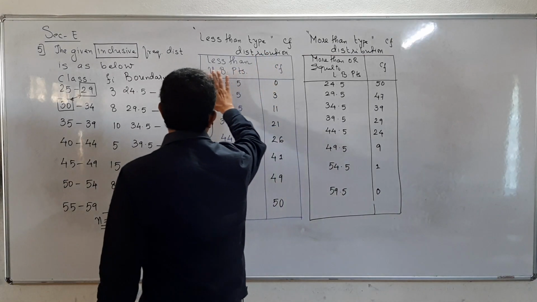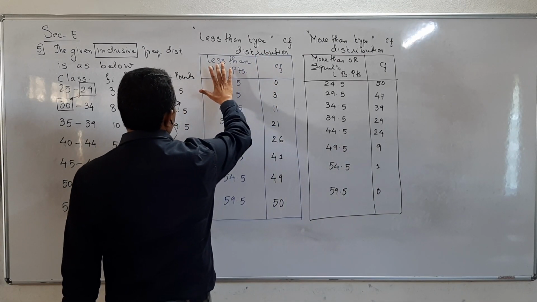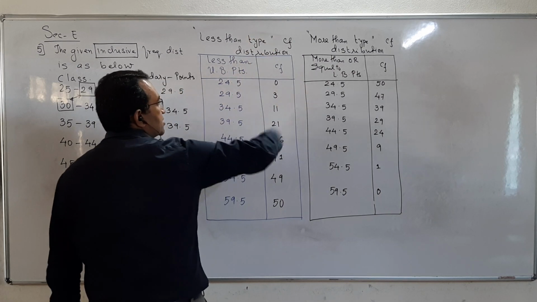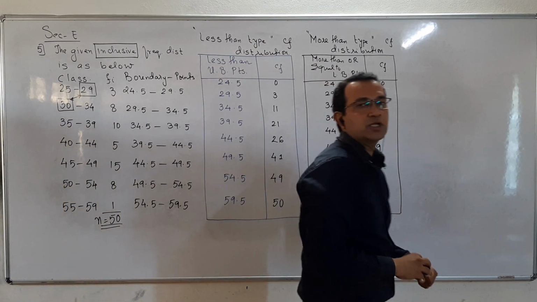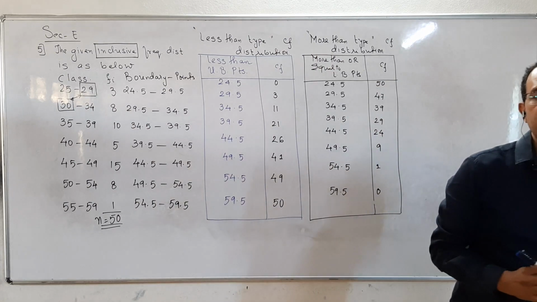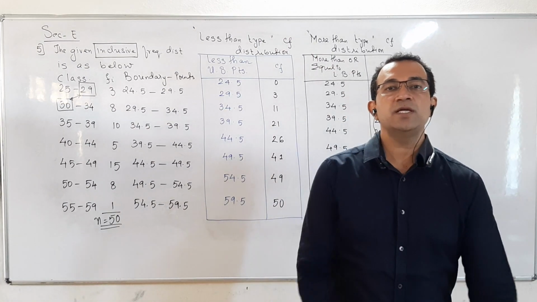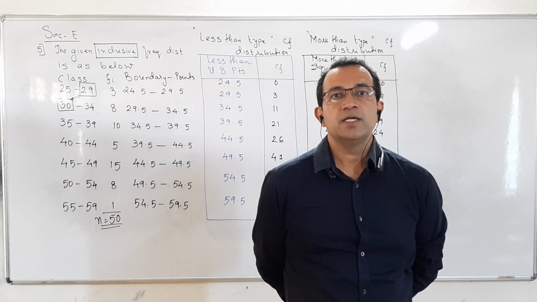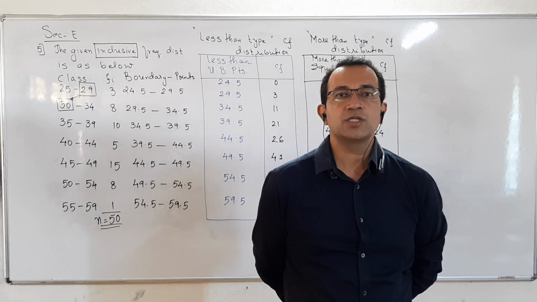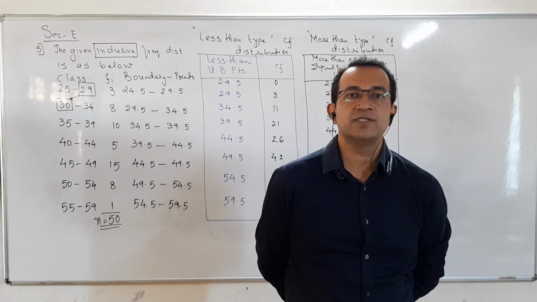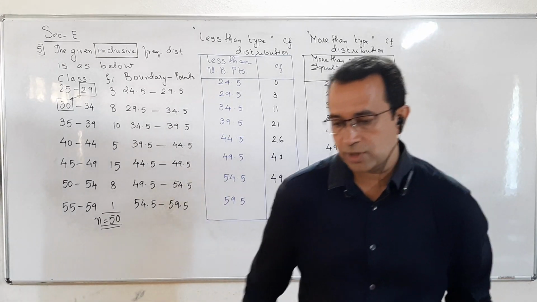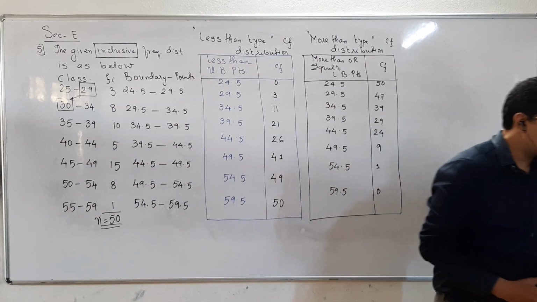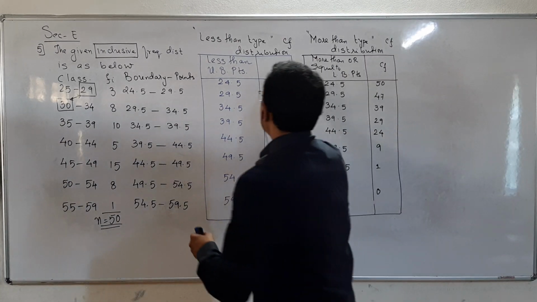In less than type, we use upper boundary points, and the title of the column is less than upper boundary points. Equal to is generally included in more than type cumulative frequency distribution. Okay, students, now we go for sum number 6.